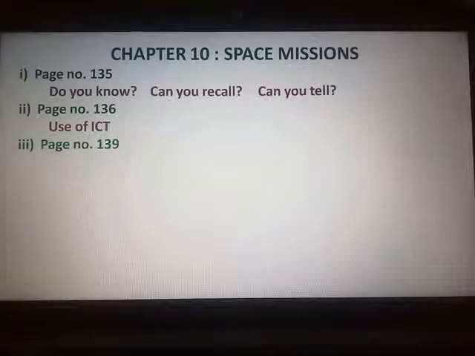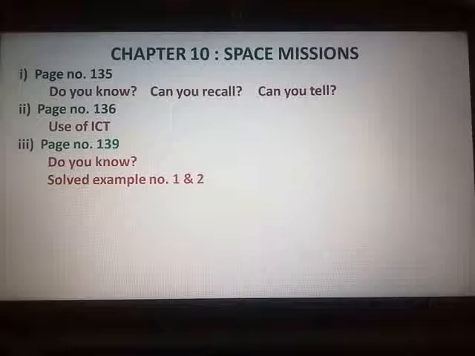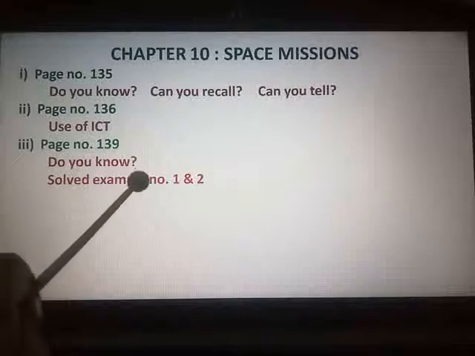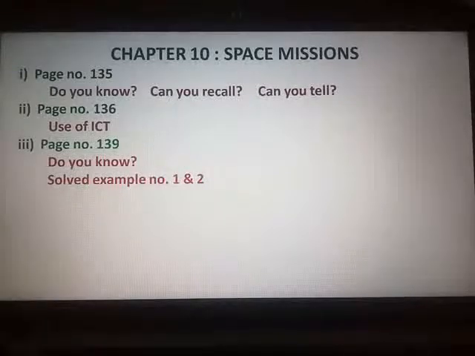Page number 139, you will be very happy. On this page number 139, the pink colored box, Do you know? You have to remove. And on that page you can see 2 solved examples, 1 and 2, both you have to remove. So on page number 139, only diagram 10.4, orbits of satellites, that you have to study. Please do not remove it, because it is a very important diagram and an expected one in the coming board exam. So be careful while you reduce the syllabus on page number 139.